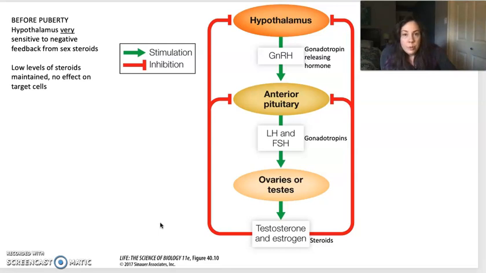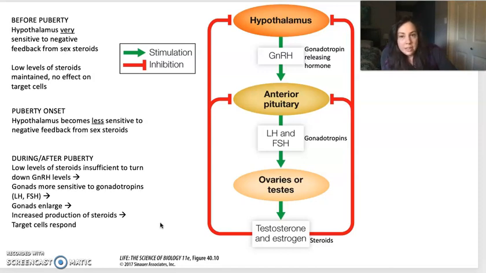So before puberty, during childhood, this system is extremely sensitive. The hypothalamus will respond to the tiniest amount of sex hormones in the blood. That means that the low levels of steroids are maintained, and so they don't have any effect on the target cells.